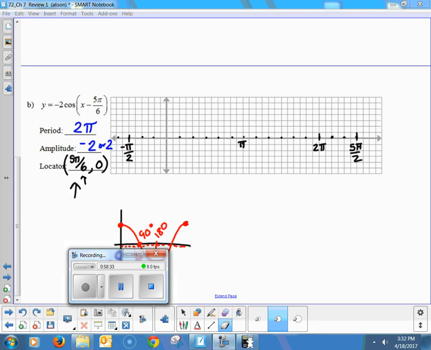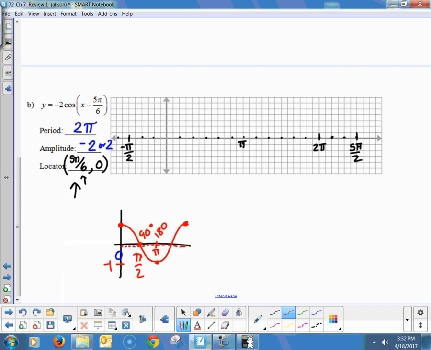Okay, let's start by plotting a locator. The locator is 5/6, 0. Well, if pi is 12 units, looks like I could have counted by 6s. Pi over 6 is going to be 2 units, and 5 pi over 6 would be 10 units. So every one of these little increments is 1/6, 1/6, 2/6, 3/6, 4/6. Here's 5/6 pi. And what the heck, I'm just going to go ahead and label all of my points right now.